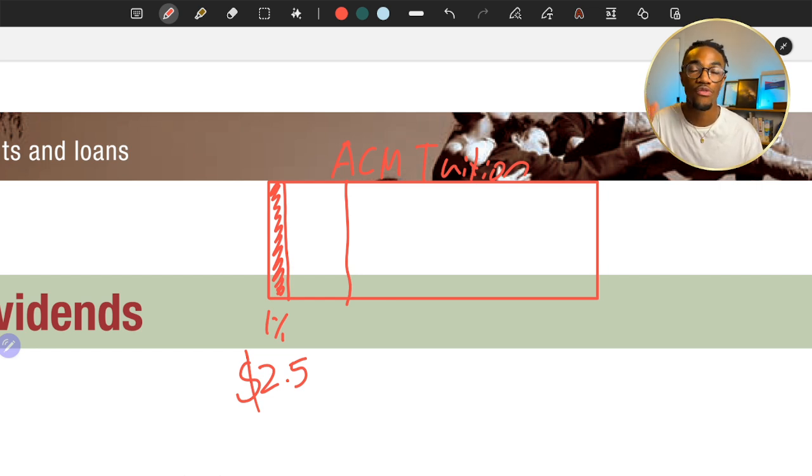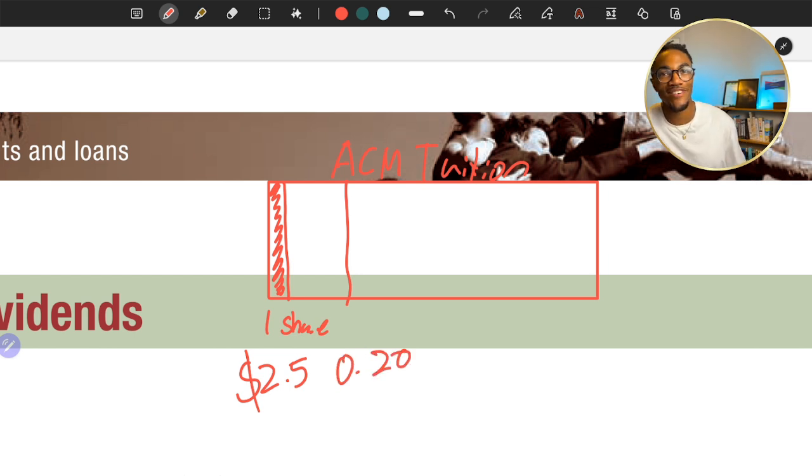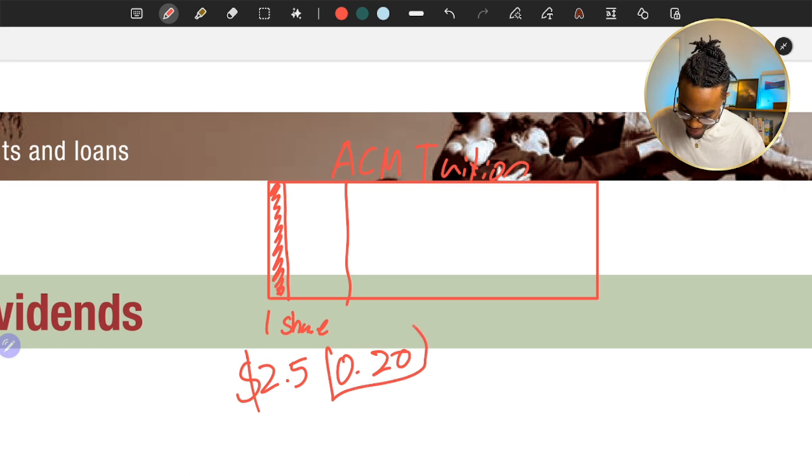A dividend is what you get back from the company. It's like a reward for investing in them. So let's say the price of one share is $2.50. At the end of the year, I might give a dividend back of, I don't know, 20 cents. Feeling generous. So for each share we bought, we get this as a dividend back. That's all they are.